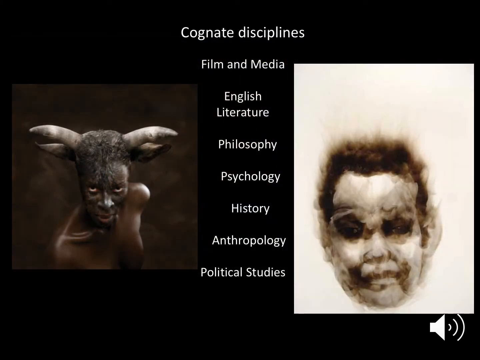There are a number of cognate disciplines, and these include film and media studies, English literature, philosophy, psychology, history, anthropology, and political studies.